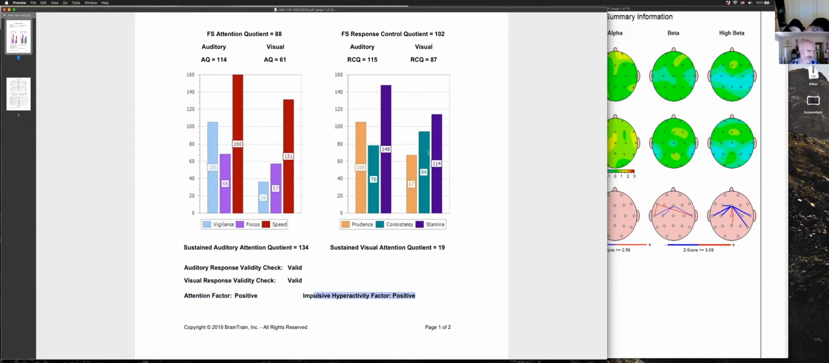What does prudence mean? Carefulness and adjusting as you go. What happens after you make a mistake? Do you make another mistake?